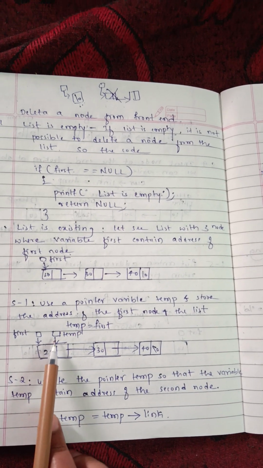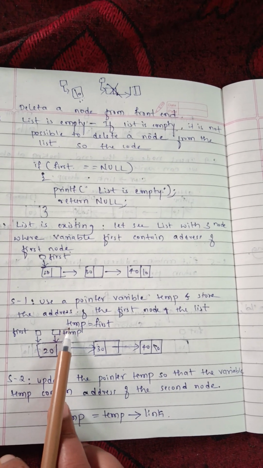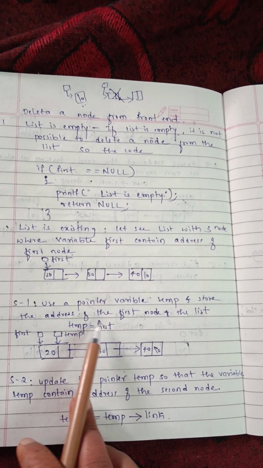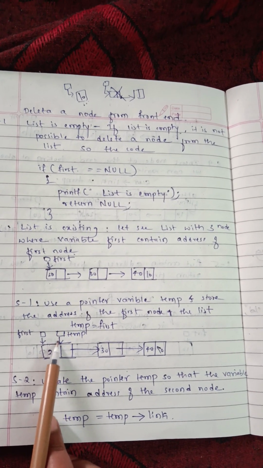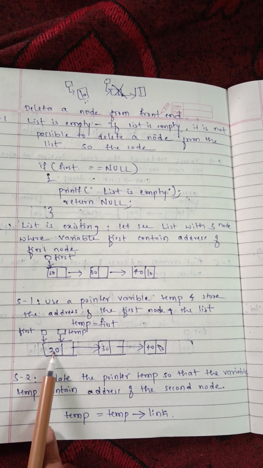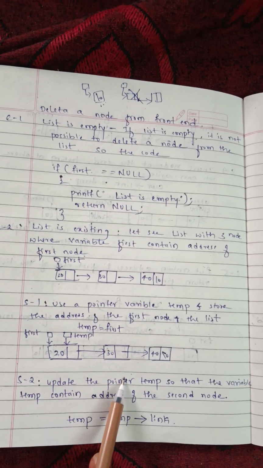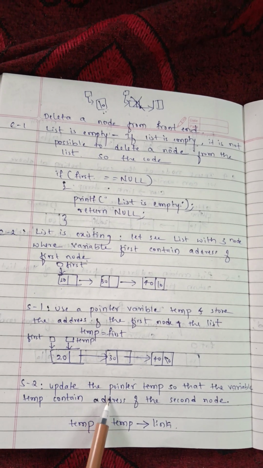What is done? See here, the first is holding the address of the first, you know. Again, what changes have you done? You have set temp equal to first. You have taken another pointer variable, that is temp, and it is holding the value of the address of the variable first itself.